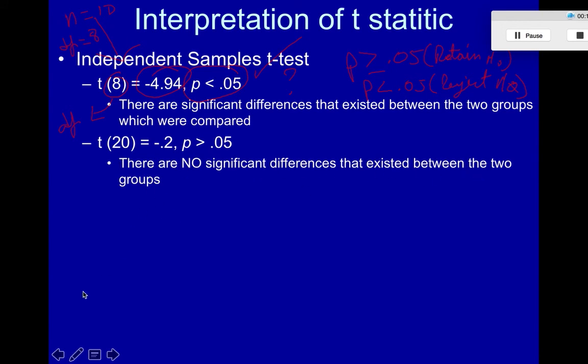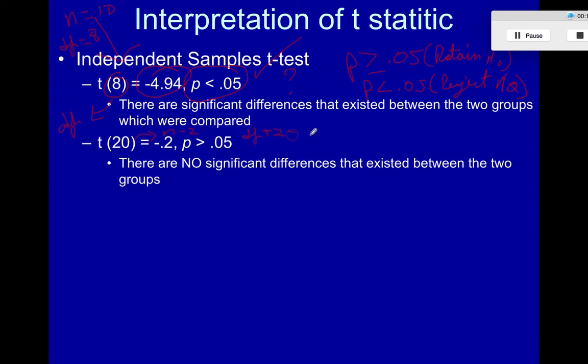So in our particular case, we also know that our sample size was equal to 22. And how do I know that? Because remember that for an independent samples t-test, we always have n minus 2 as my degrees of freedom. So if I want to know what my sample size is, I'm going to take my degrees of freedom and add 2.